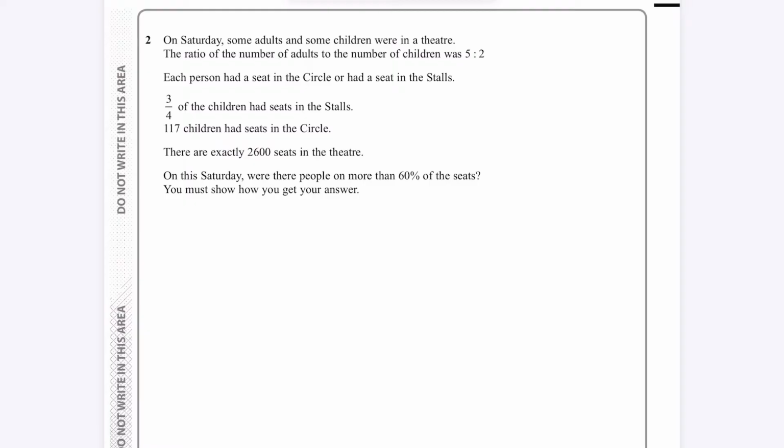Okay, so it seems like a difficult question, but it isn't. If you write this out, we have adults there, and we have children. We've been told they're in the ratio of 5 to 2. It says 3/4 of the children were in stalls, and 117 had seats in the circle. If 3/4 are here, that's 75%. That means the rest must be here, which is a quarter. So we know 1/4 is equal to 117.